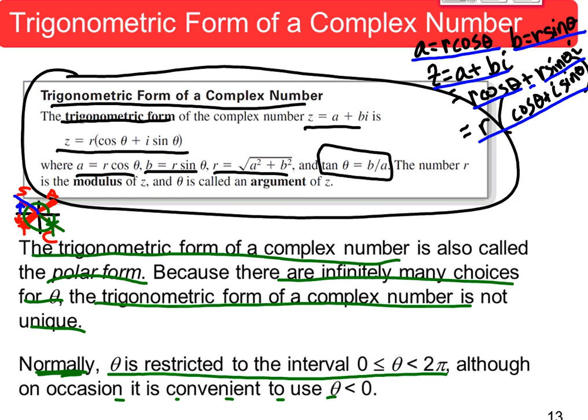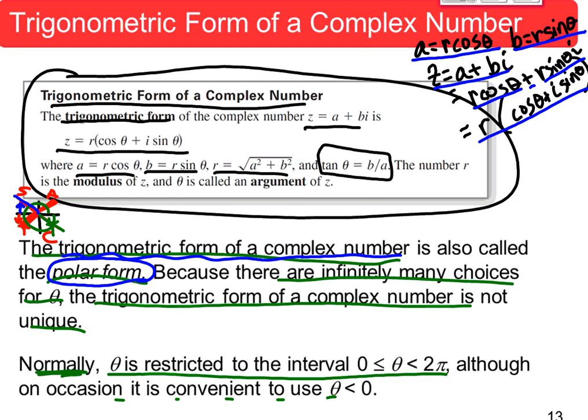This is called the trigonometric form of a complex number, also called the polar form. And these are polar coordinates with r and theta. And if Professor Ouija does come to visit us again, sometimes he comments on the polar form. This book does not say much about that, but when we're doing this trigonometric form of a complex number, that is polar form. And there are an infinite number of choices for theta, so the trigonometric form of a complex number is not unique. So just be aware of that. It's not really going to affect us as we work through our problems.